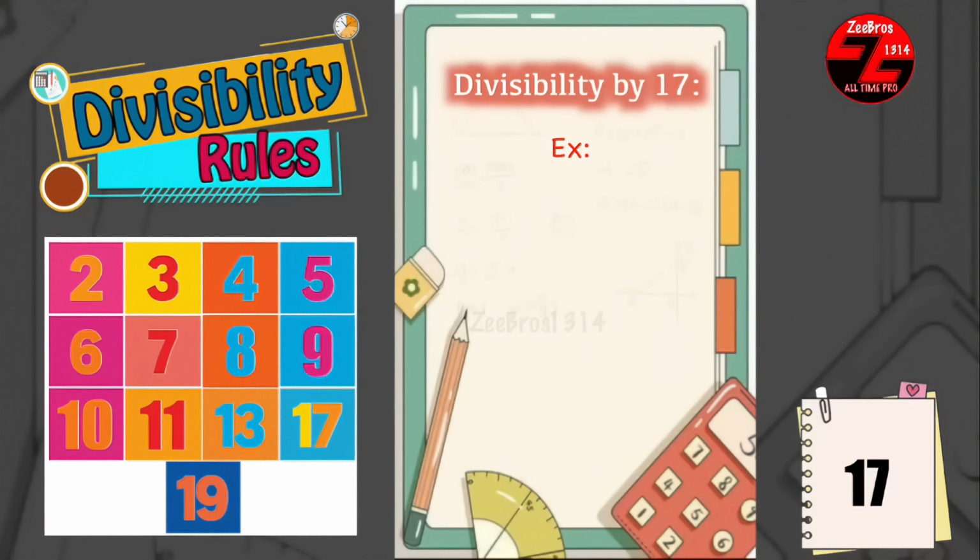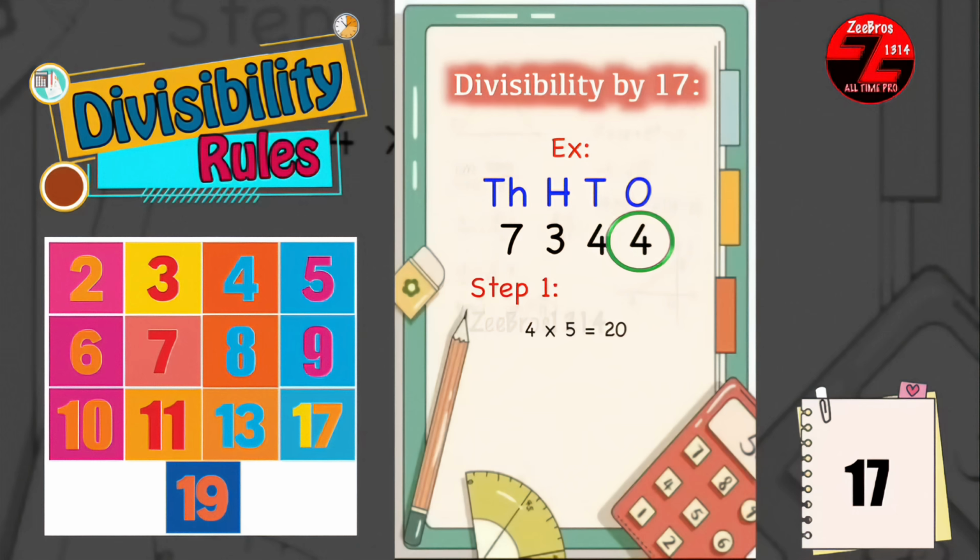Let's take an example of a 4-digit number. 7344. First step, take the last digit of the number, that is 4, and multiply it by 5. It will become 20. Now subtract 20 from the rest of the number, that is 734. It will become 714. Still, the number is big. We can't identify if the number is divisible by 17 or not directly by looking at it.